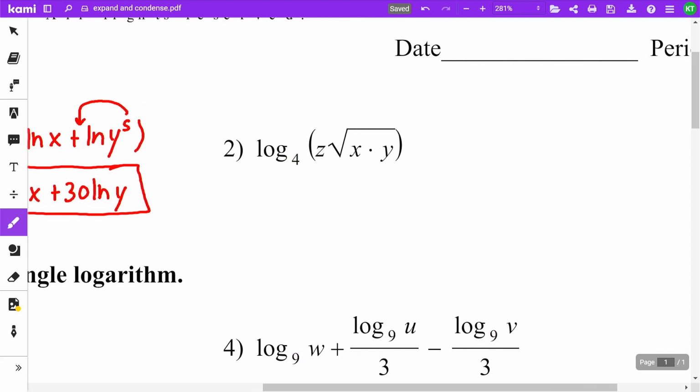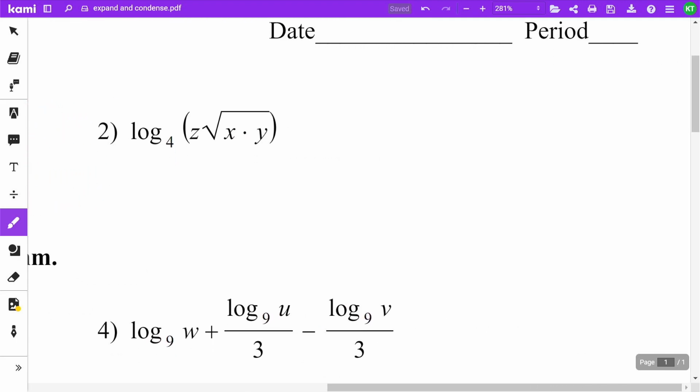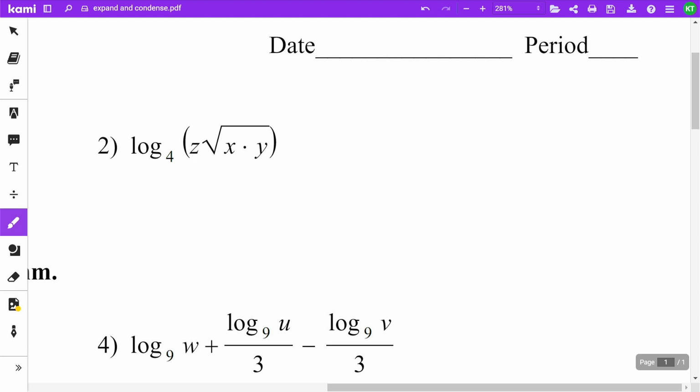In our next example, we are again going to work from the outside in. We're going to start with this z being multiplied by our square root of x times y. Now I'm also going to rewrite my square root here. Another way to rewrite the square root is to the power of 1/2. So I'll do two things at once. One, I'm going to turn this into the product rule by splitting this up through addition. And then second, I'm going to change this square root to a power of 1/2. So this will then be log base 4 of z plus log base 4 of x times y to the power of 1/2.